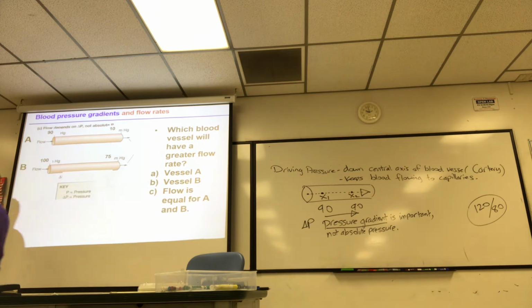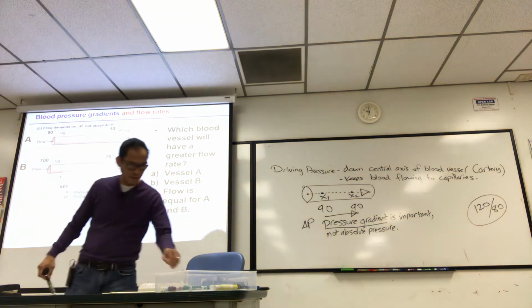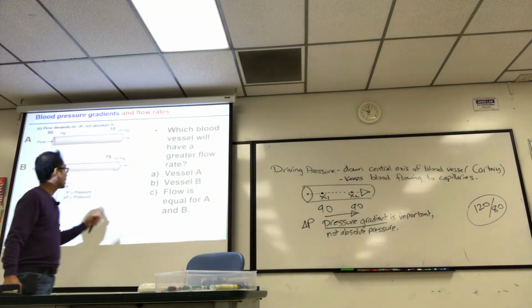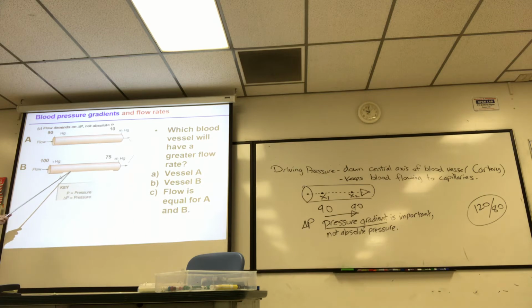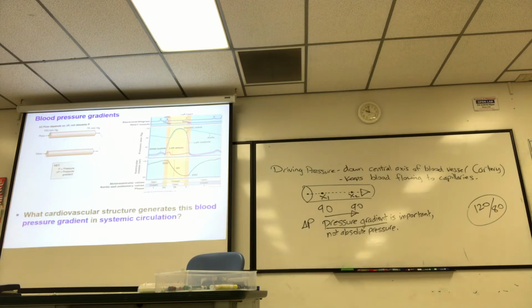So this is a simple example. I just put in some numbers there to give you an idea. You assume all other things are equal in the A-B examples of tubes and fluid flow. Which has a greater flow rate, A or B? What do you think? Which has a steeper gradient? A does. What's the gradient? 80. What's the gradient here? 25. So even though that's a higher absolute number, the flow isn't greater. It depends where you're going to. So the answer is vessel A there.